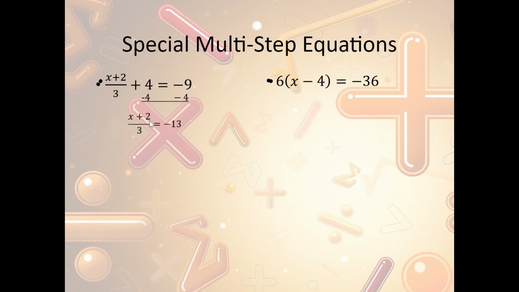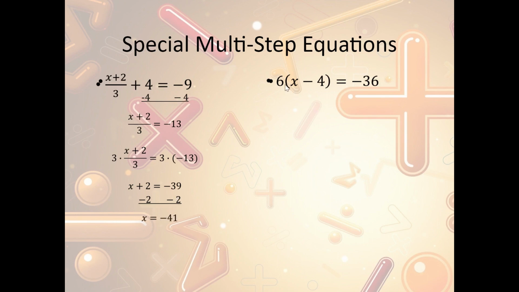Now I need to get rid of whatever the next furthest away is. Well, the 2 is up here with the x, and the 3 is kind of floating below, so I'm going to get rid of the 3 next. The 3 is dividing, so I'm going to undo that by multiplying both sides by 3. So these will cancel out. I'm left with x plus 2 is equal to 3 times negative 13. Well, 3 times negative 13 is negative 39. So I got x plus 2 is equal to negative 39. I'm going to undo this addition of 2 by subtracting 2 from both sides. So I'm left with x is equal to negative 39 minus 2, which is negative 41.